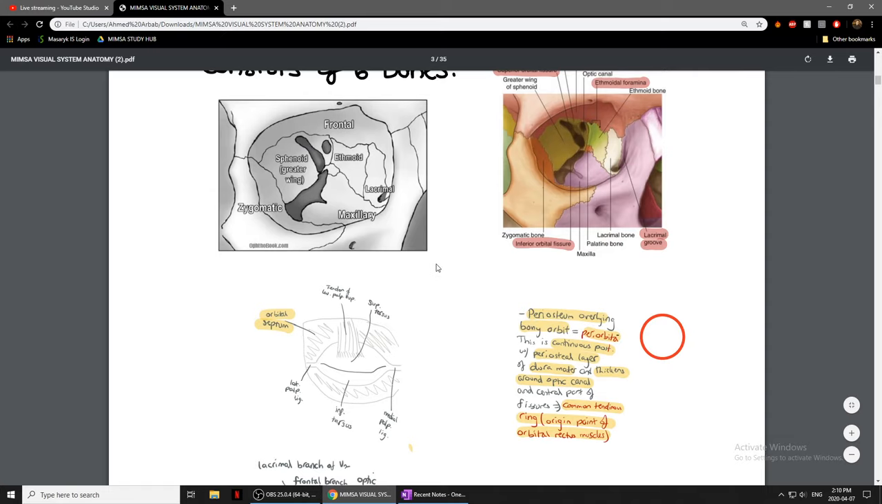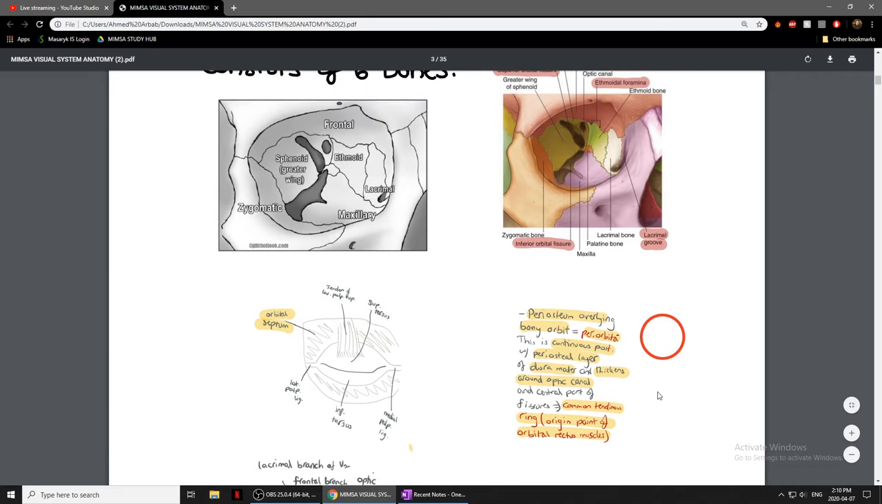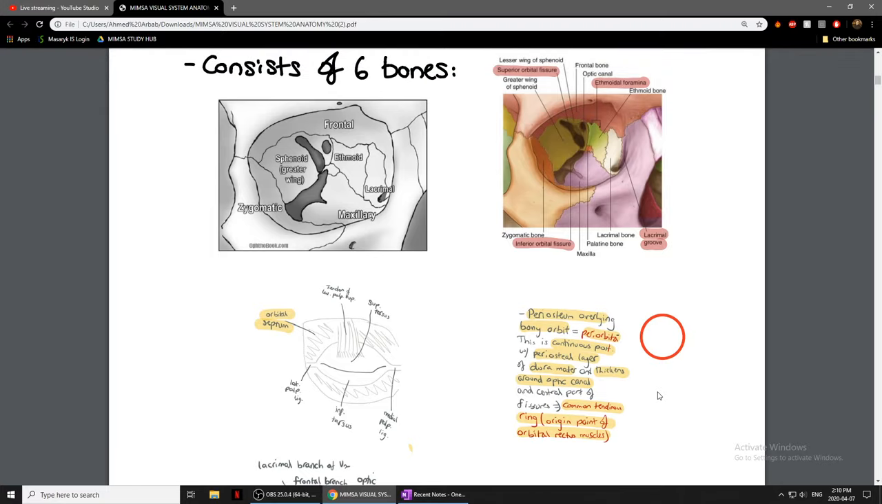And this is really important to know because this is actually the origin point of the orbital rectus muscles. So the rectus muscles are the main muscles, or at least some of the main muscles of the visual system, of the eyeball, and they all originate on the common tendinous ring. So they originate on this ring right here, and then they move forward and insert into various parts of the eyeball. Okay, so we'll talk about the orbital muscles later on, and I'll show you guys exactly what I mean.